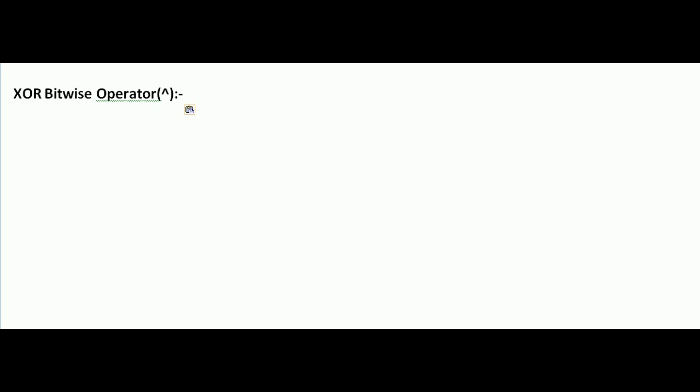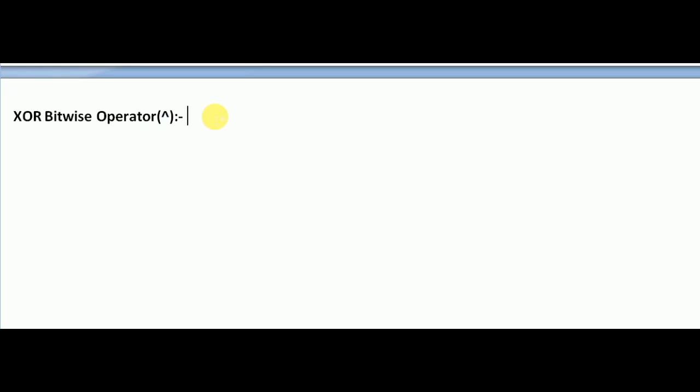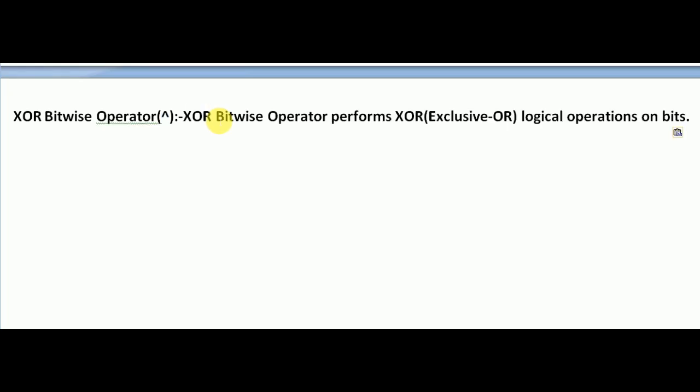In this session we will discuss the XOR bitwise operator. XOR is the exclusive OR operator, and this is the symbol of the XOR bitwise operator. So the XOR bitwise operator performs XOR, exclusive OR, logical operations on bits.